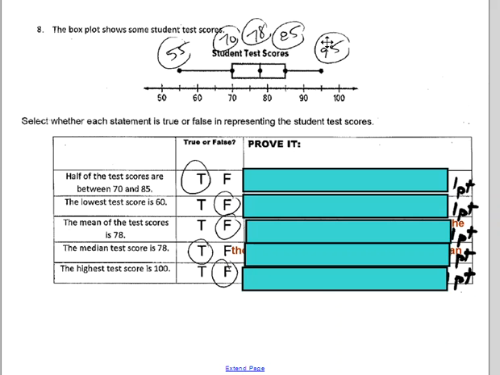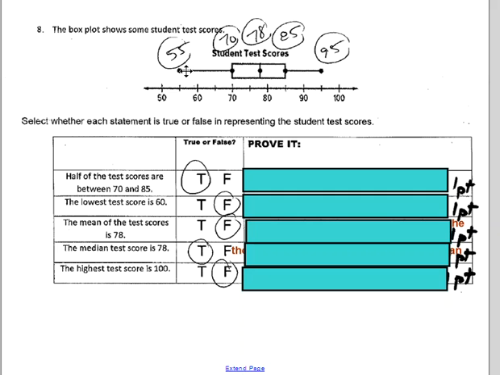And number 8, our final problem here, the box plot. Again, remember, a box plot is really built on the median. This is the median of our data. This is the upper half's median, and this is the lower half's median. This is your lowest number, and that's your highest number of the data. So that's what we kind of call a 5-point summary, or a box plot, or a box and whisker plot. The first part down here, half of the test scores are between 70 and 85.